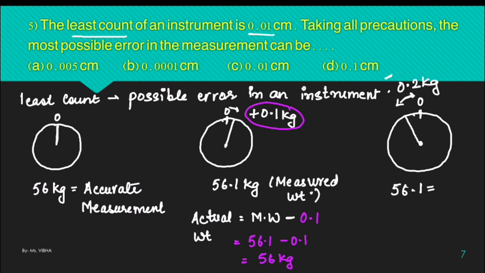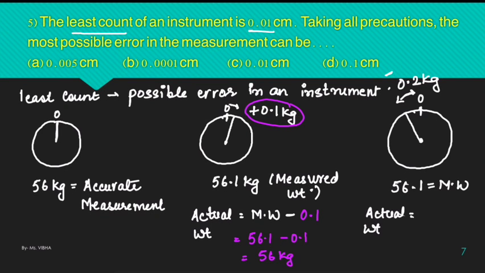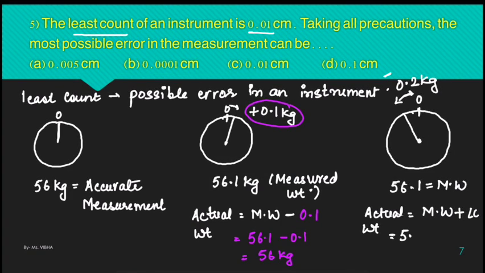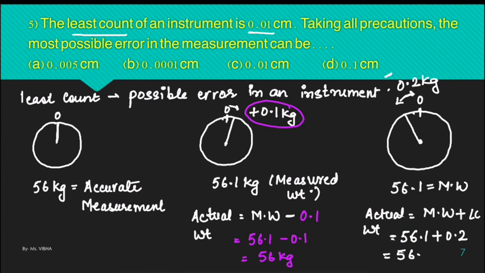Already the measured weight is 56.1, but what will the actual weight be? Measured weight plus the least count, that means 56.1 plus 0.2. The actual weight of the person is 56.3 kg.